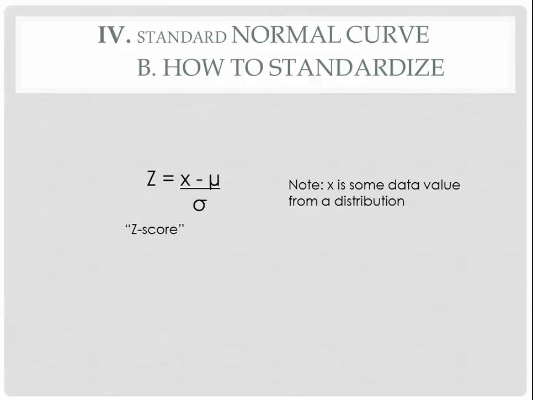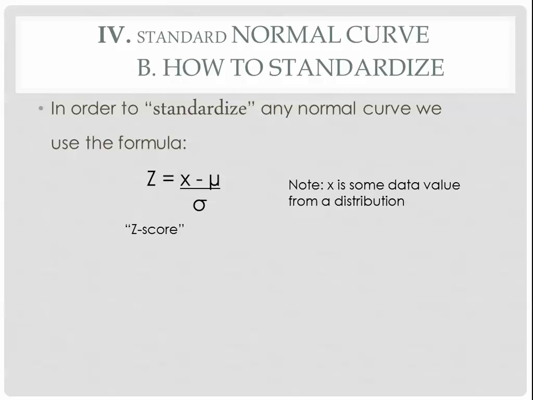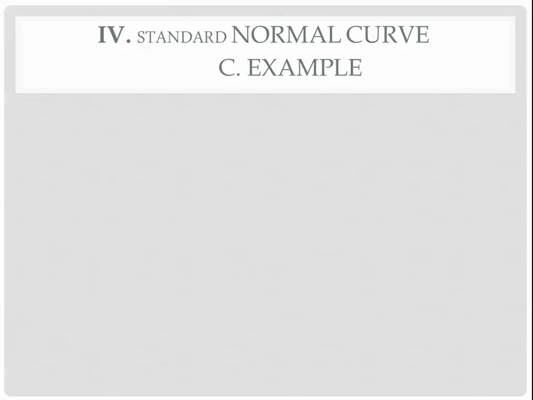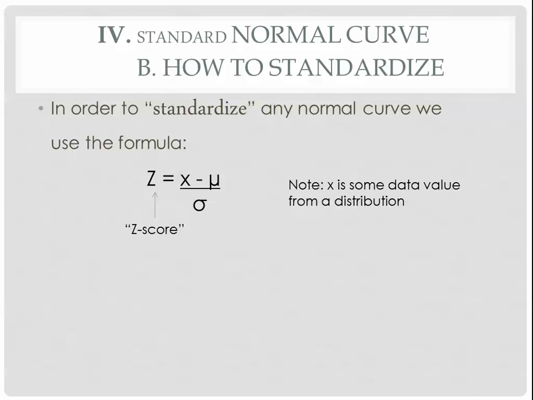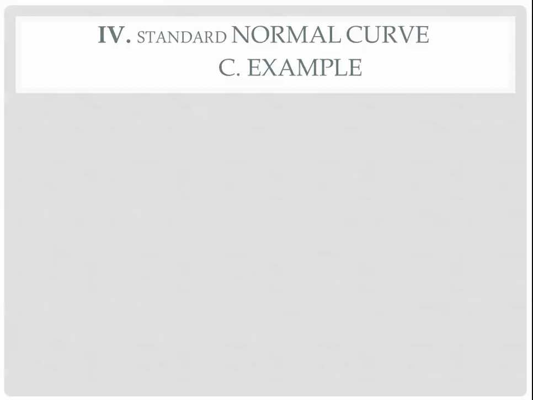So here's how it works. How to standardize a normal curve. What's called standardizing is finding something called a z-score. We find it by taking x, the data value in our distribution, and plugging into the formula with the mean and the standard deviation, mu and sigma, from our distribution. Make sure you get a chance to pause on this and get that down if you don't have it down. And I'll go on.